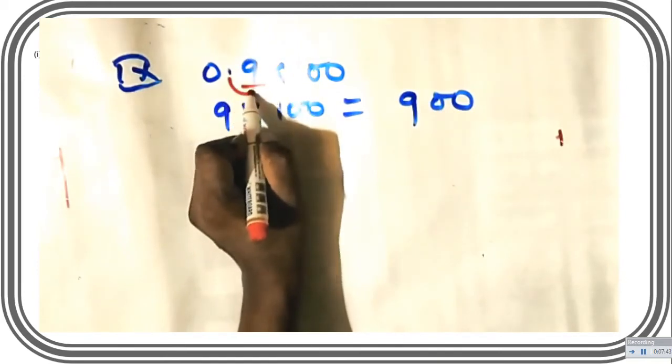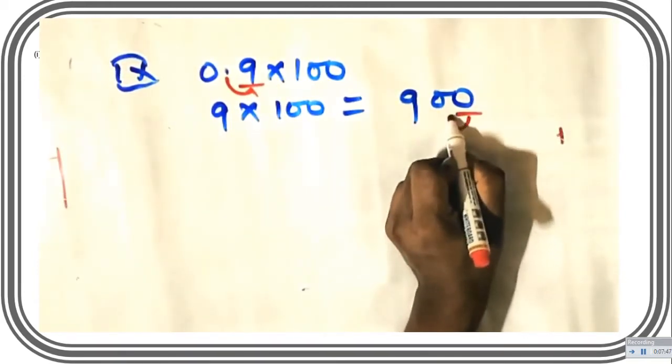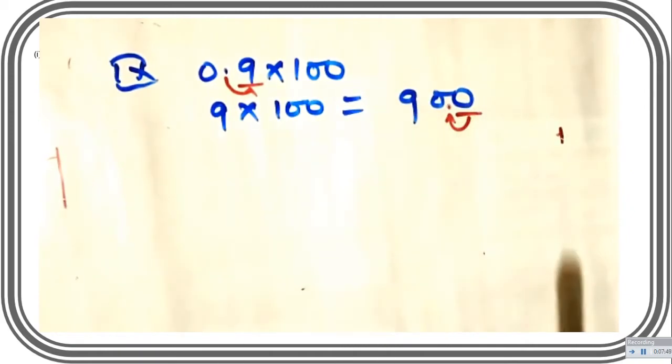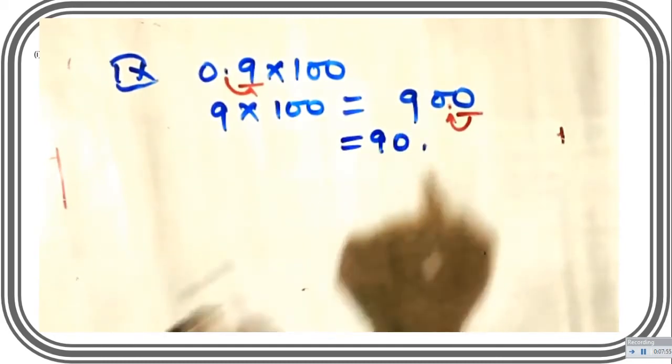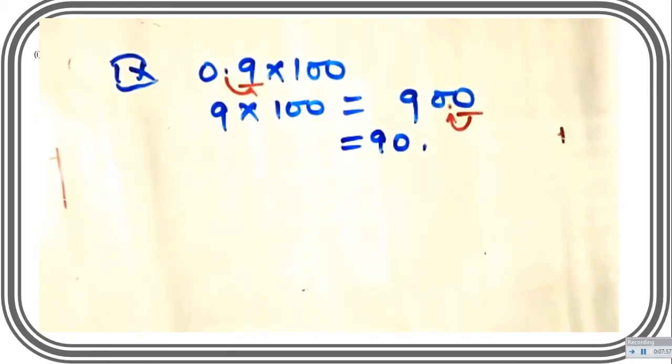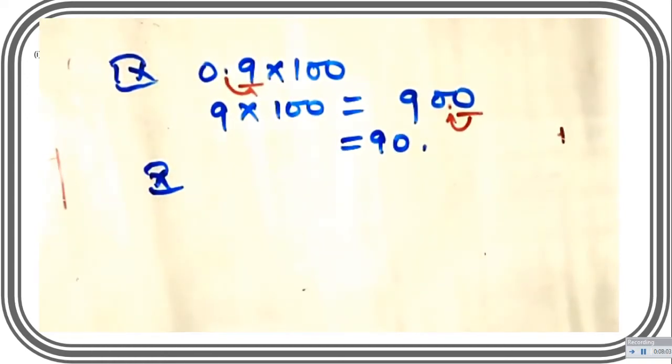Check how many numbers there are after the decimal. There is only one number. So after one number, put the decimal point. So your answer becomes 90. Clear?